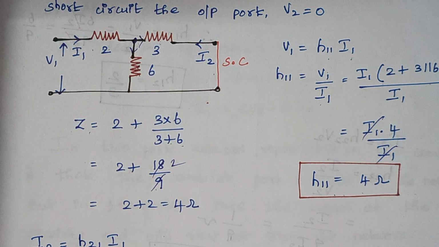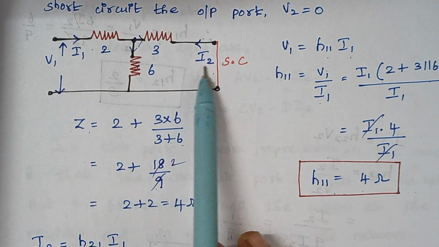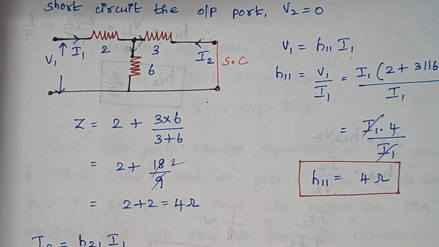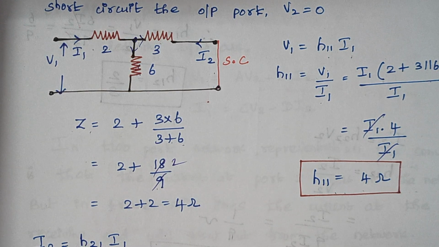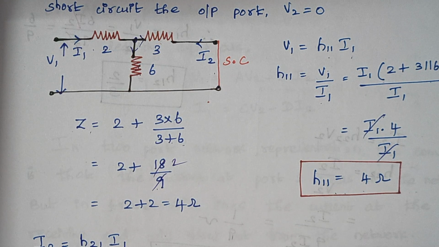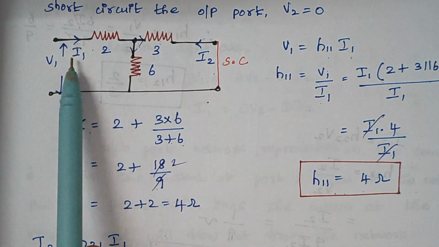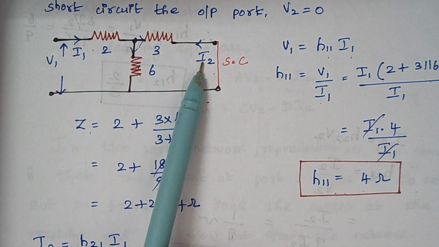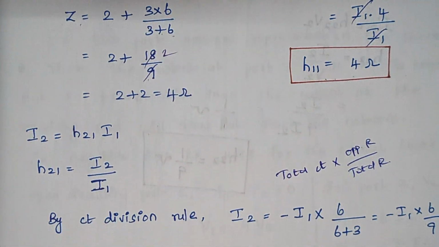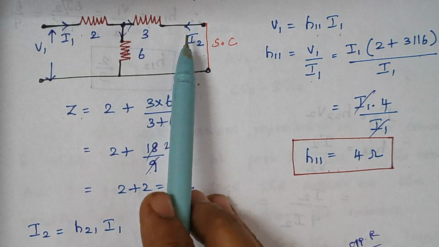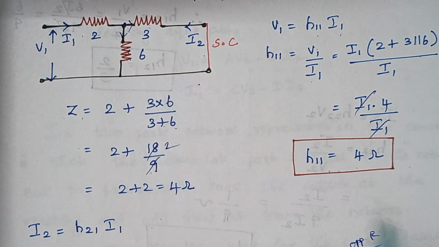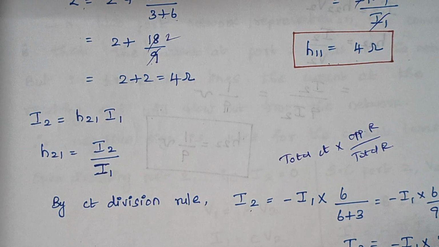Here again, with the same circuit, we are going to calculate the value of I2. So here we are going to apply the current division rule. What is the current division rule? Total current into opposite resistance divided by total resistance. So this is the base formula. Here you see the directions of I1 and I2 are opposite to each other. So first, I2 is equal to minus I1 into the opposite resistance, the resistance which is opposite to I2. What is the resistance which is opposite to I2? It is 6.